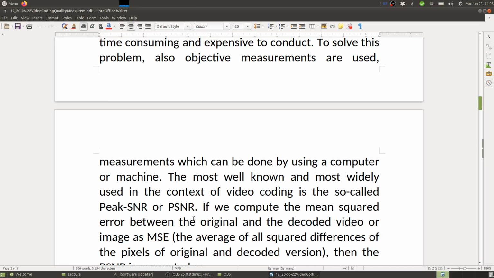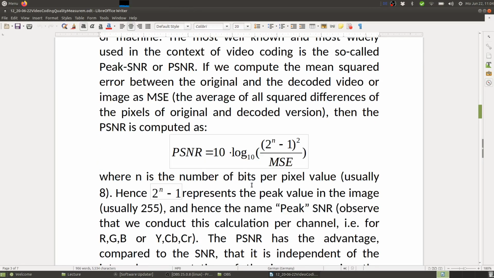If you compute the mean squared error between the original and the decoded video or image, which is the average of all squared differences of the pixels of the original and the decoded version, then the PSNR is computed as in this formula. So this is the definition. PSNR is 10 times log base 10, so this is the expression in dB. And here you can see we have the mean squared error in the denominator.